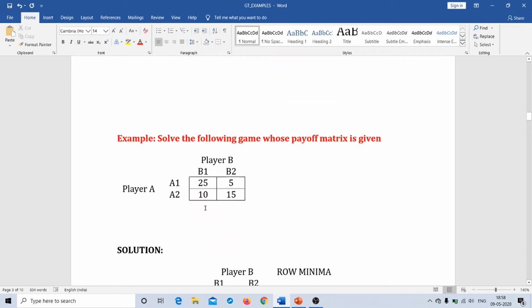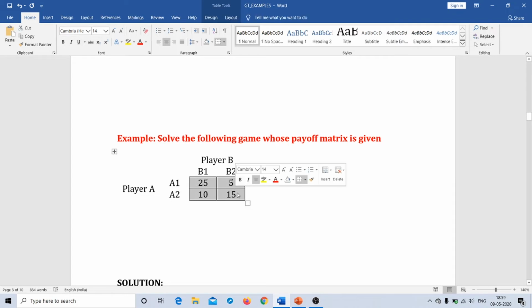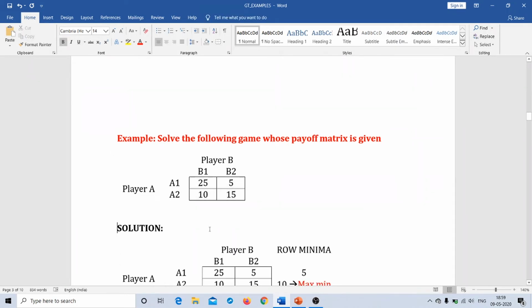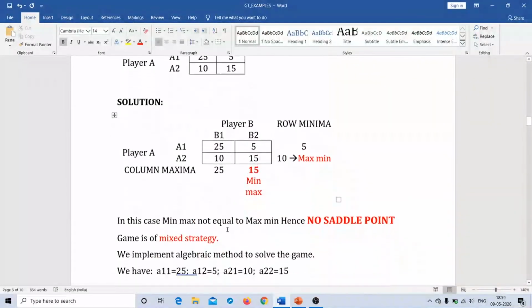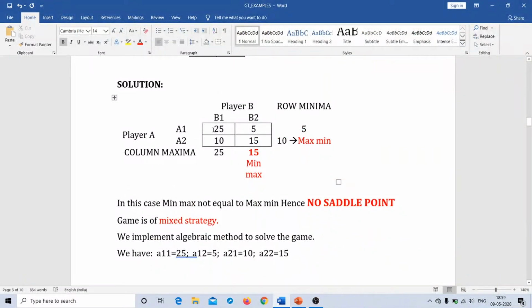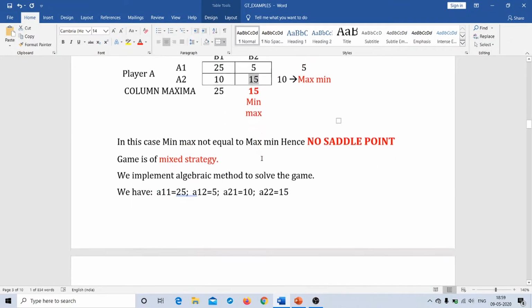Let's say this is the example. Solve the following game whose payoff matrix is given. So I have 25, 5, 10, and 15. As usual, I make an attempt to find out whether a saddle point exists, and I draw the conclusion that this particular problem as well does not have a saddle point, right? So as usual, I get the values of all of these. So my A11 is 25, A12 is 5, A21 is 10, and A22 is 15.